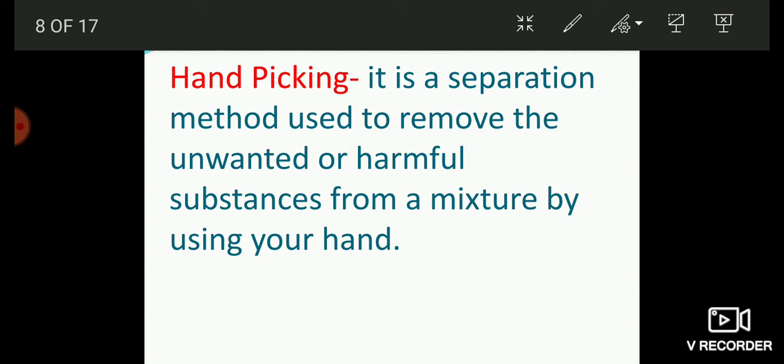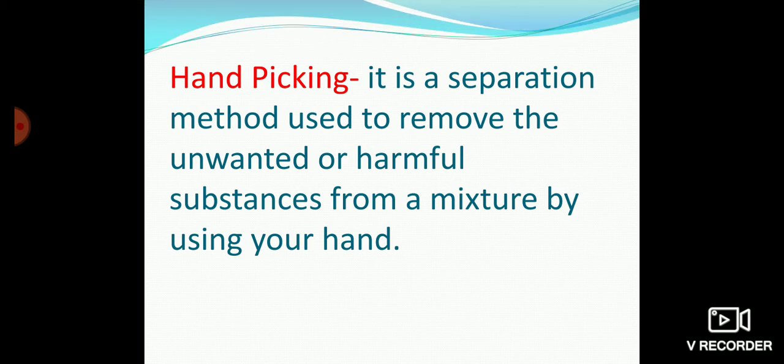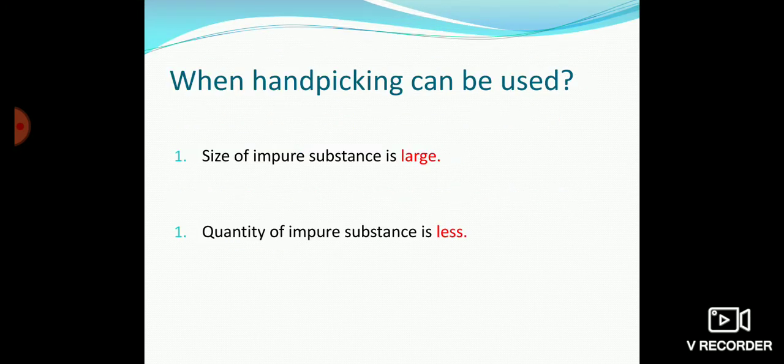Now we know when hand picking can be used. The first point is that the size of the impure substance is large.